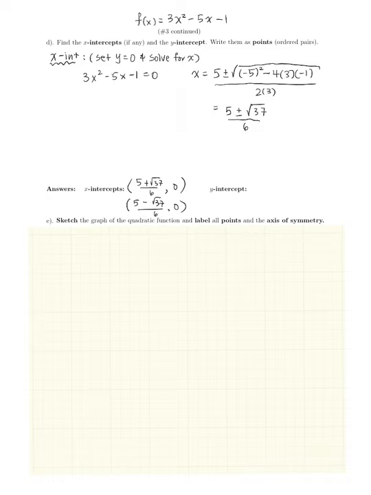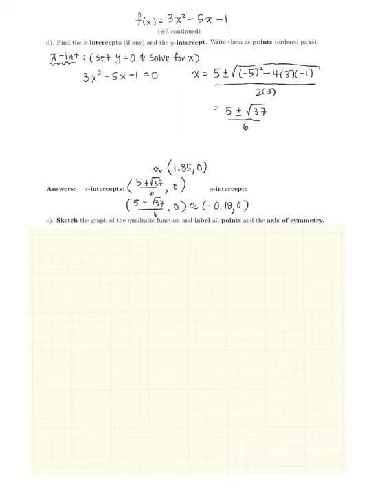Now if you type this in the calculator, your approximate value here is going to be 1.85, comma 0. And approximately this one is going to be negative 0.18, comma 0. All right, ugly, but we got this.